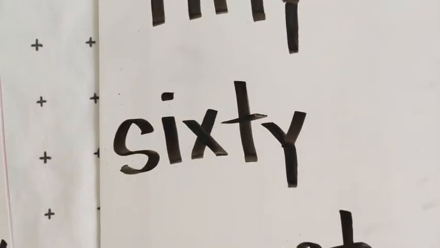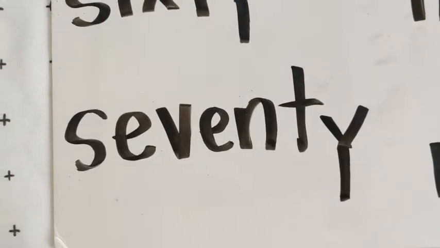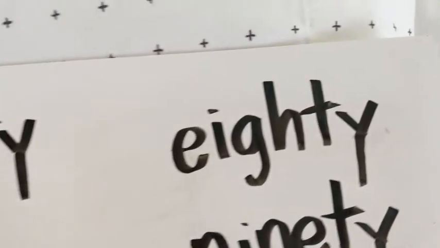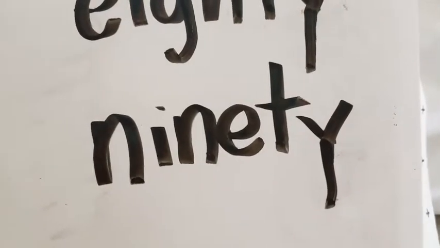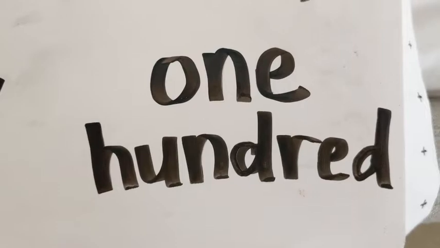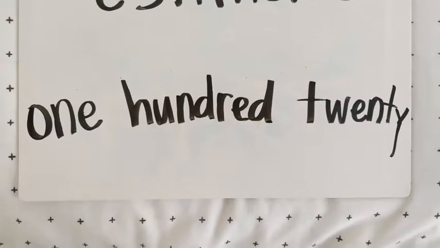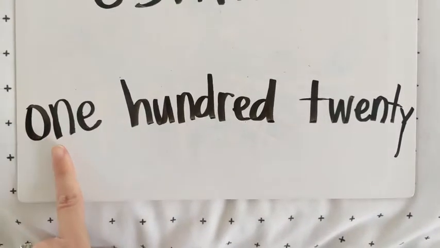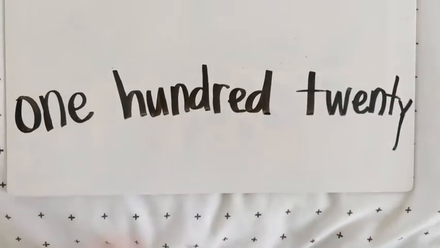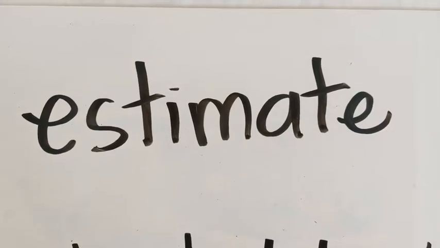You will also need to learn the word 60, and you'll need to know how to read the word 70, 80, 90, and 100. 100 are 2 words. Since we are counting to a really big number, 120, you need to know how to read 120, and you will also need to learn how to estimate. Estimate: make a smart guess.